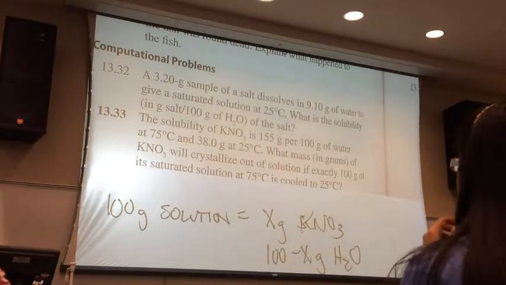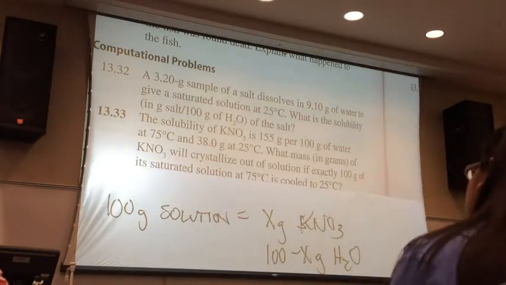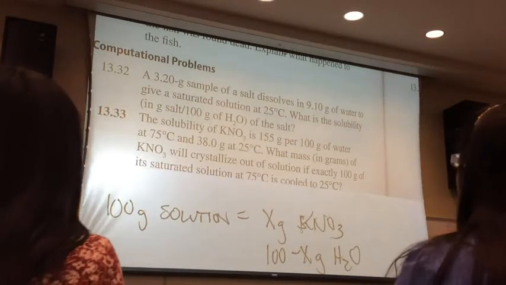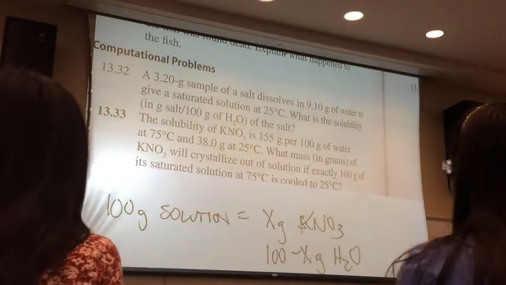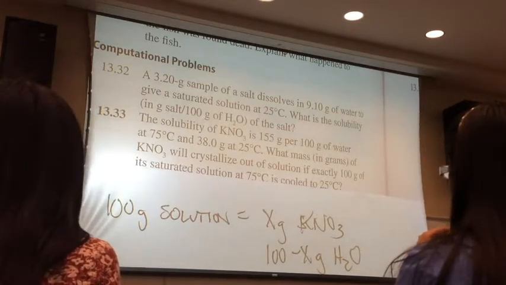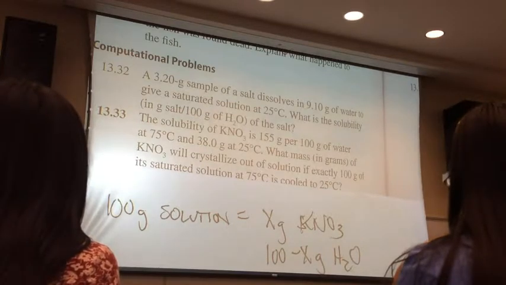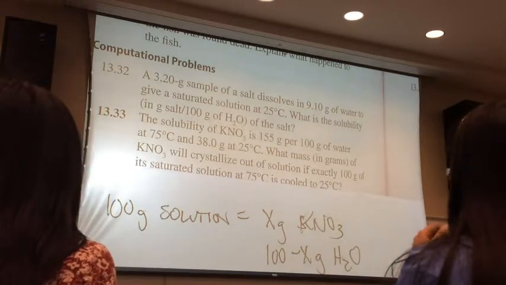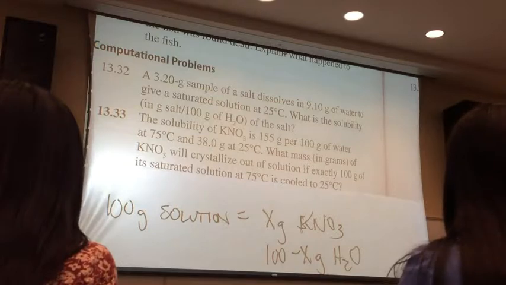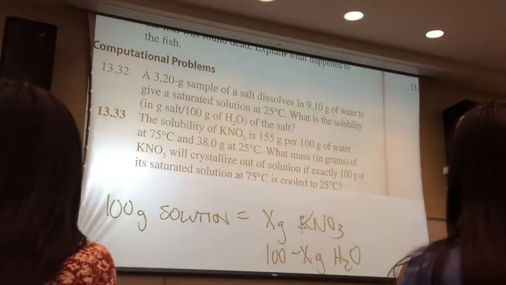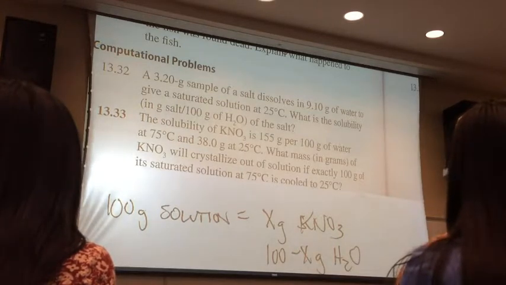Okay, so what mass in grams will crystallize out if exactly 100 grams of the saturated solution is cooled to 25 degrees. So we start out with 100 grams, and then when we cool it, we're going to have some amount drop out. 100 grams. So that's 100 minus X.